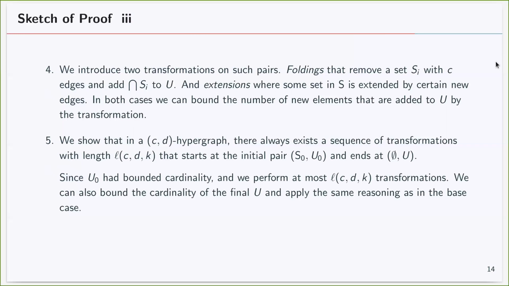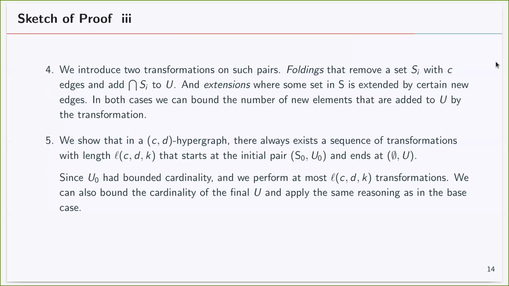And because we are in a CD hypergraph, this intersection has at most cardinality D. So we can still control the size of the U, or we still have a bound on the size of the U. And the other transformation is a bit more complex. I will only very roughly explain it. We call it an extension.